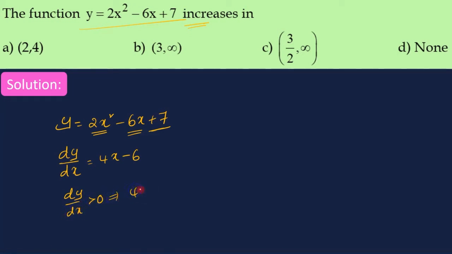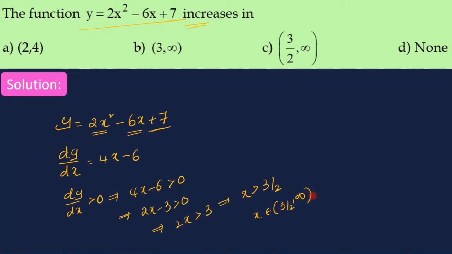This implies 4x minus 6 is greater than 0. This implies, dividing with 2, we get 2x minus 3 is greater than 0. This implies 2x is greater than 3. This implies x is greater than 3 by 2. That is, x belongs to 3 by 2 comma infinity. Therefore, the function increases from 3 by 2 to infinity. The answer is option C.